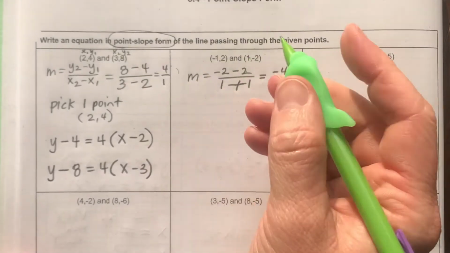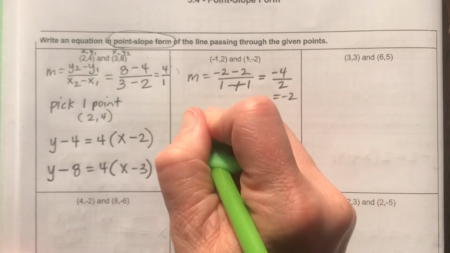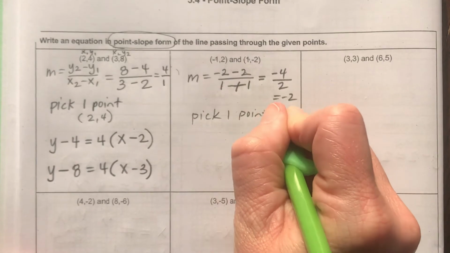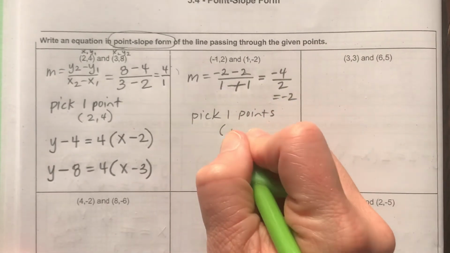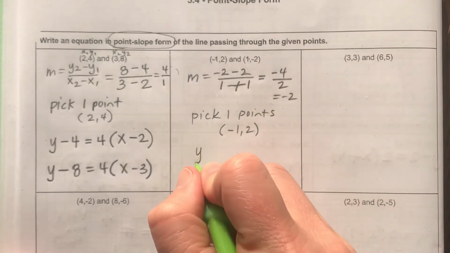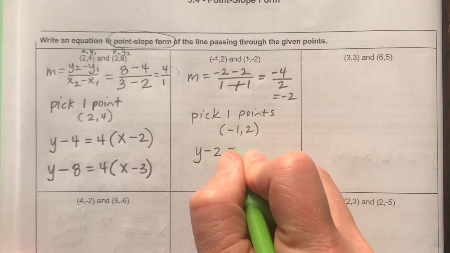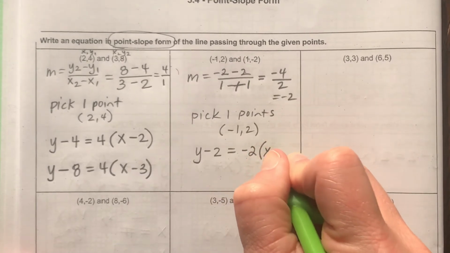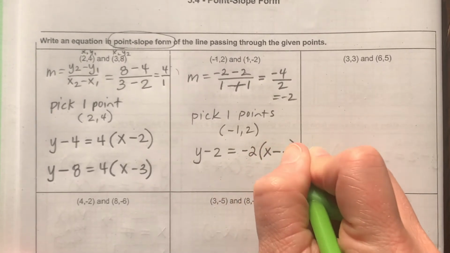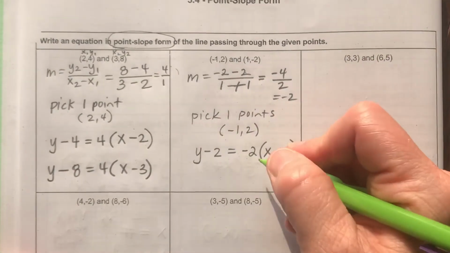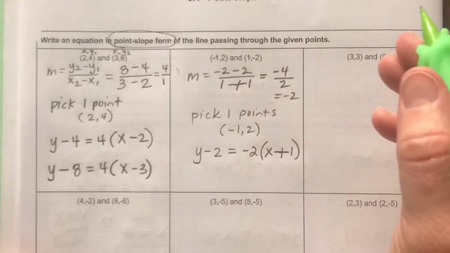And pick either point, does not matter which one. So pick one of the points. And you could say, okay, maybe I'll just pick the first one. Doesn't matter. And your equation would be y minus 2 is equal to my slope of -2, and then x minus -1, which will turn that into a plus sign. I'm not going to write the other equation, but you could if you picked the other point.